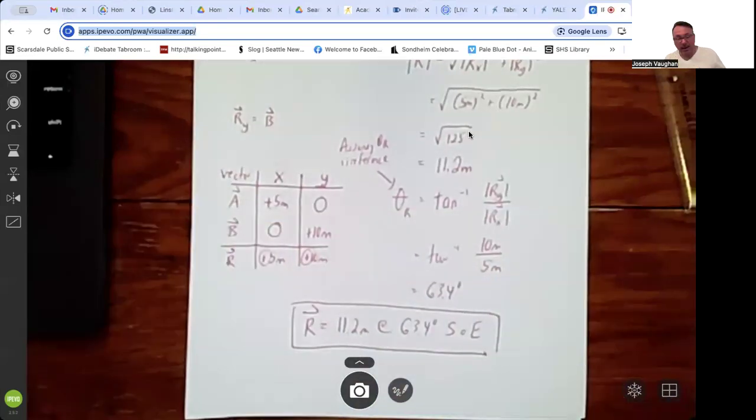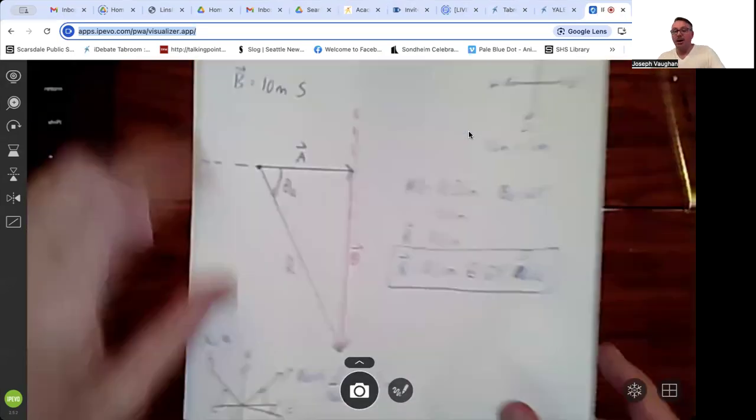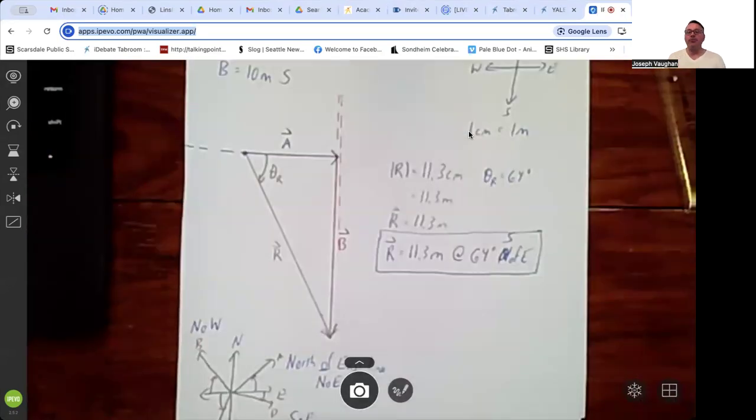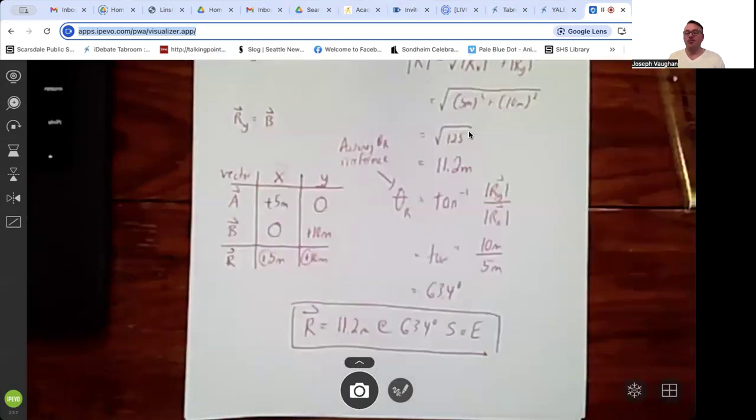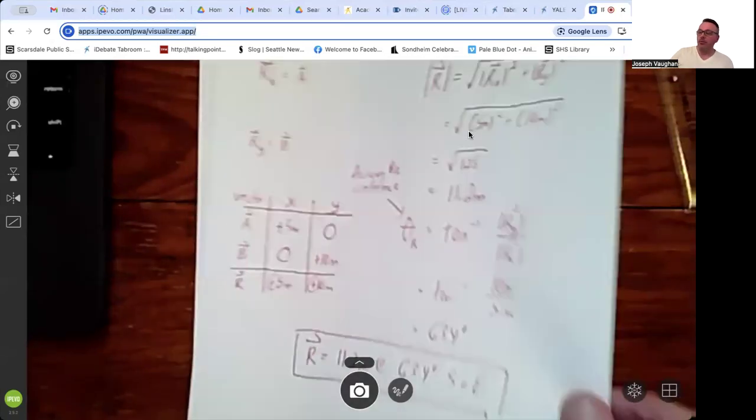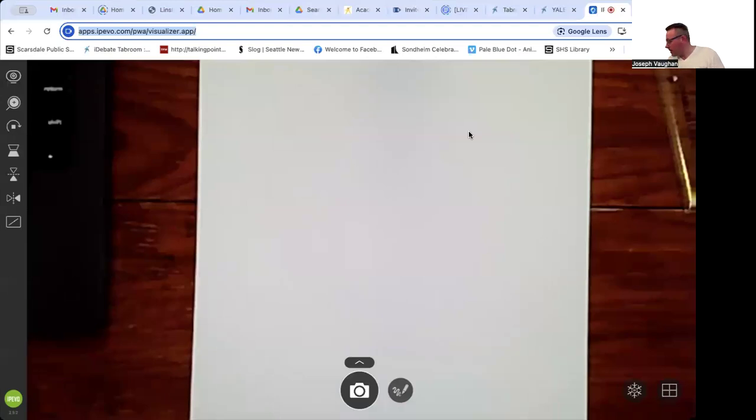And if I look back to my graphical result, bam, 11.3 meters at 64 degrees south of east. That is really close, right? So I have a lot of confidence in the process that I use in order to do that, and the answers match. This is great. Okay, so let's see how this goes when our vectors become more complicated.